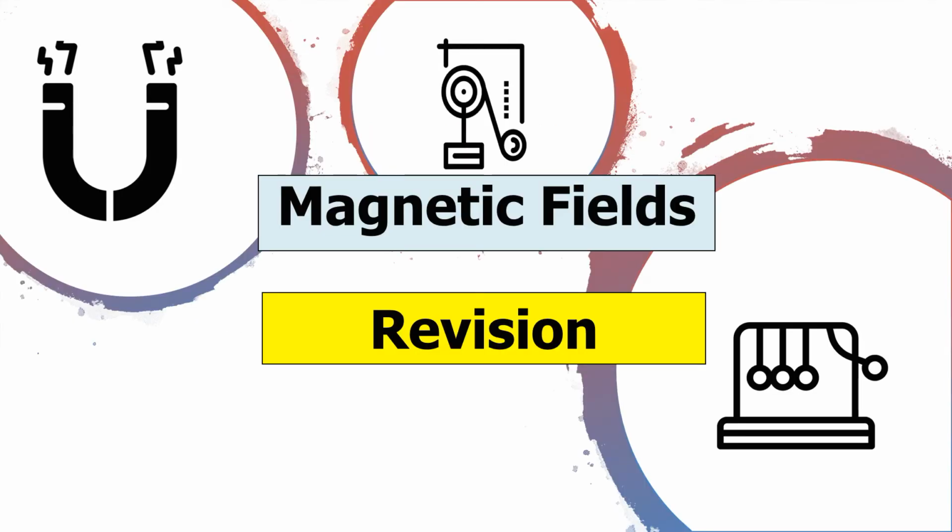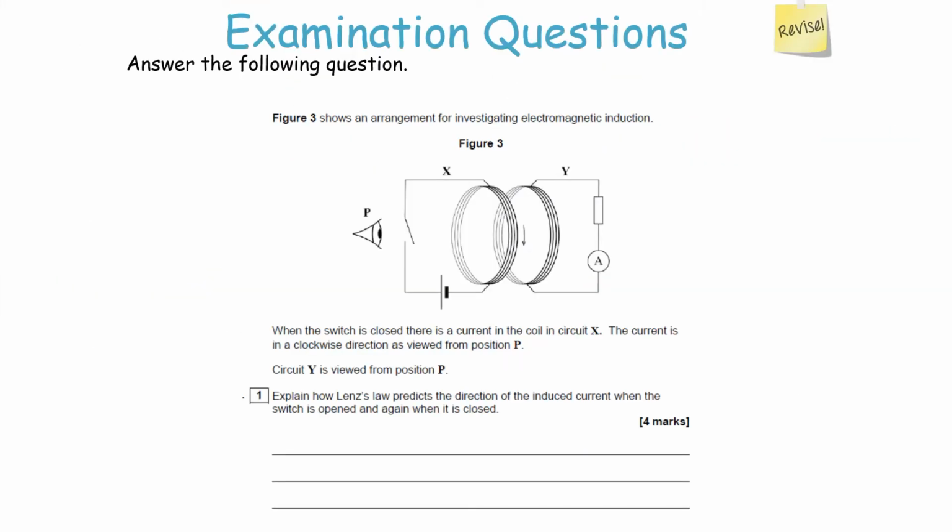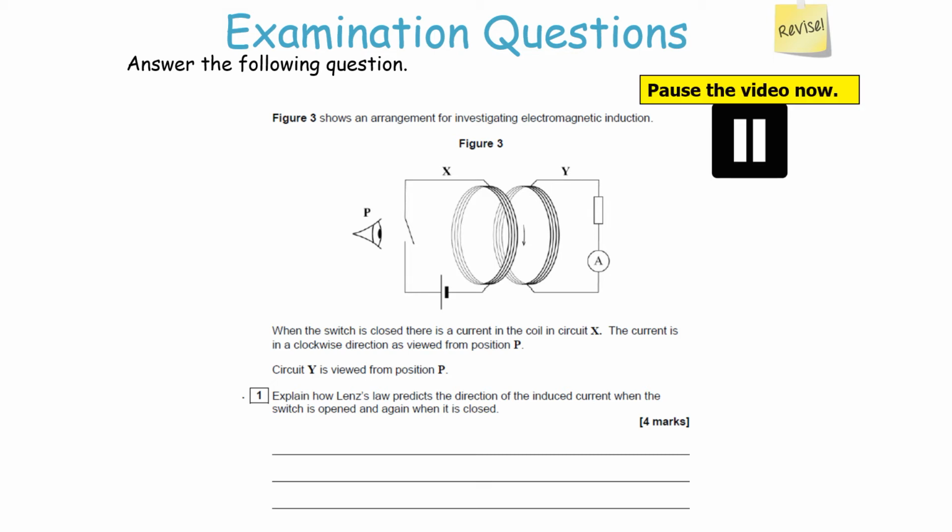Right. Let's have a look at a few questions on magnetic fields. So, figure 3 shows an arrangement for investigating electromagnetic induction. When the switch is closed, there's a current in the coil in circuit X. The current is in a clockwise direction as viewed from position P. Circuit Y is viewed from position P. Explain how Lenz's law predicts the direction of the induced current when the switch is open and again when it's closed. So pause the video now and then unpause the video when you want to go through the answers.